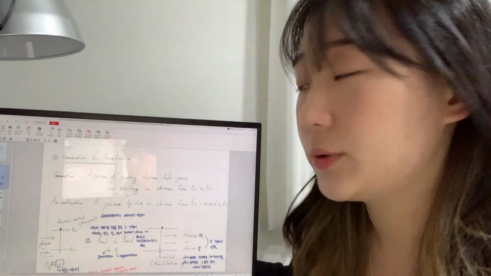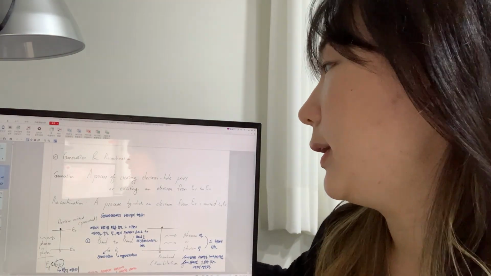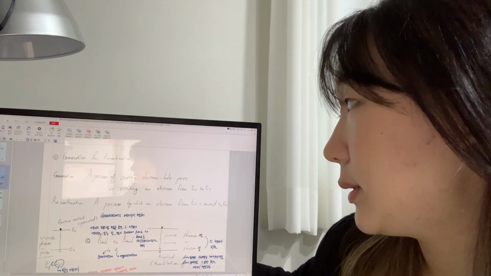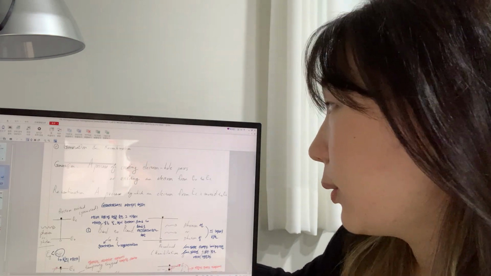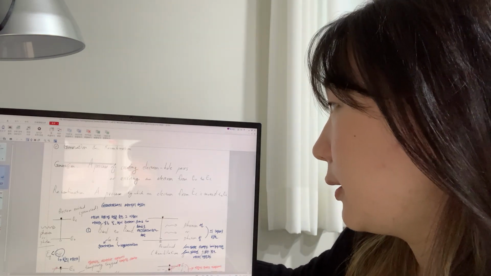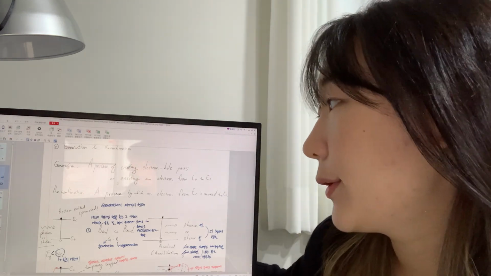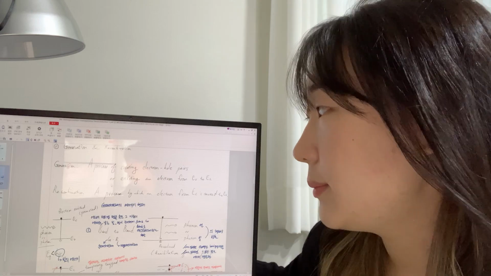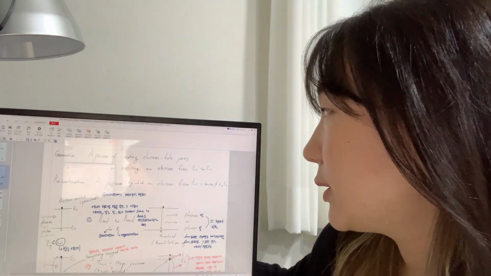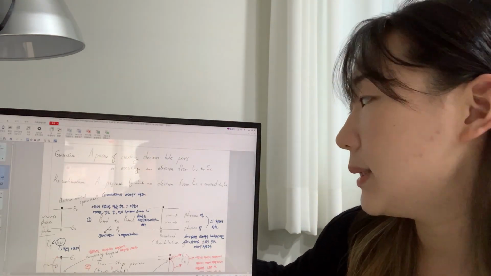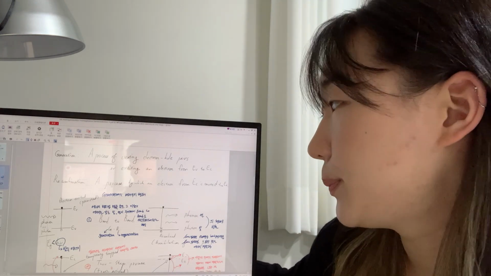We're going to talk about generation and recombination today. Generation means the process of creating an electron-hole pair, or exciting an electron from the valence band to the conduction band. And recombination means a process by which an electron from the conduction band is moved to the valence band.